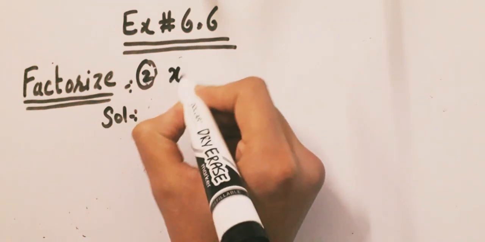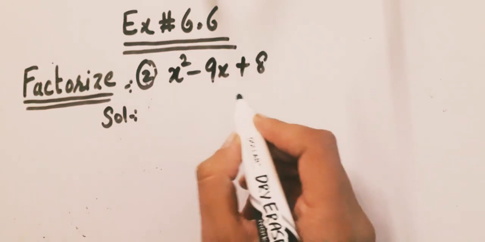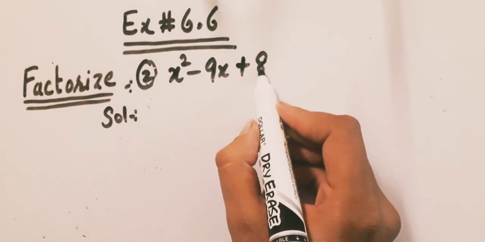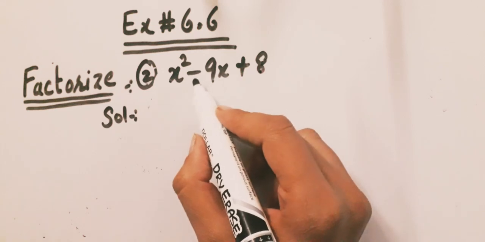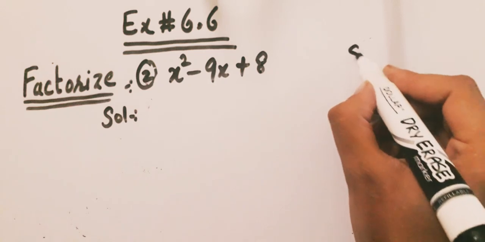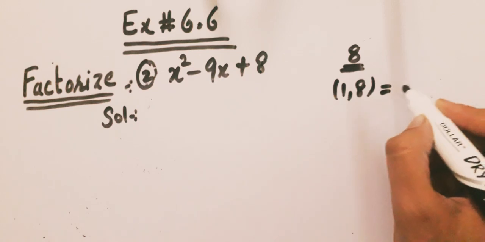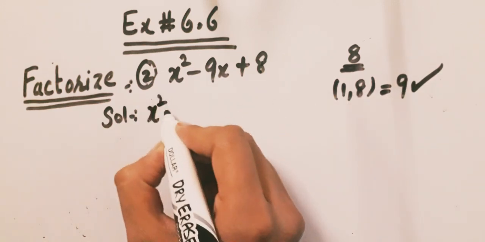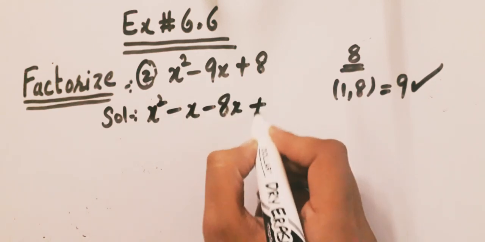Question number 2 is x square minus 9x plus 8. Now you will make the factors of 8. When they are added, it will become 9, and use negative sign with both the terms. So factors of 8, 1 and 8, 1 and 8 is added, it will become 9. So this is true. x square minus x and minus 8x plus 8.